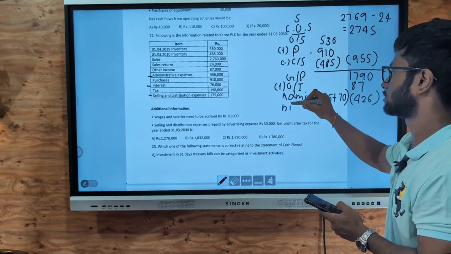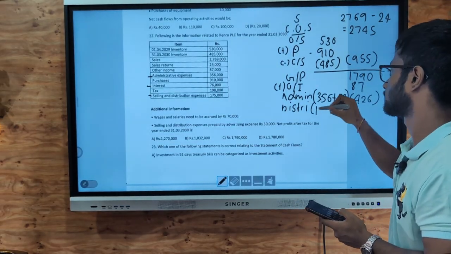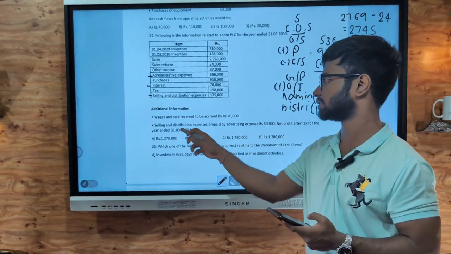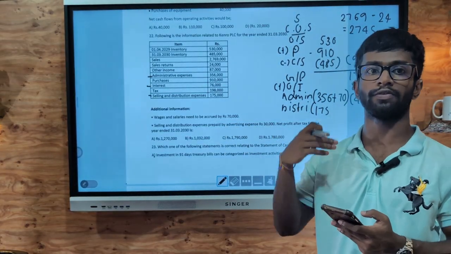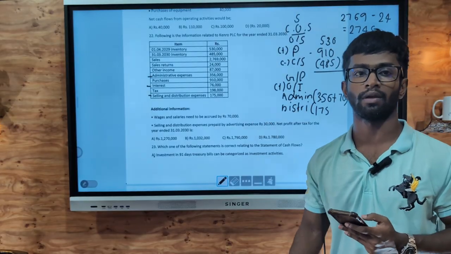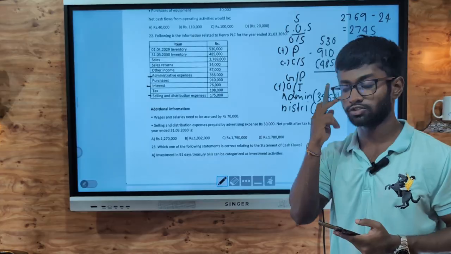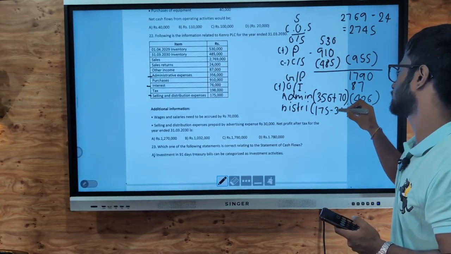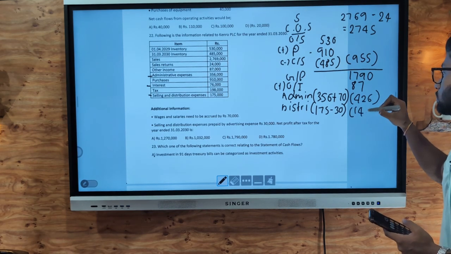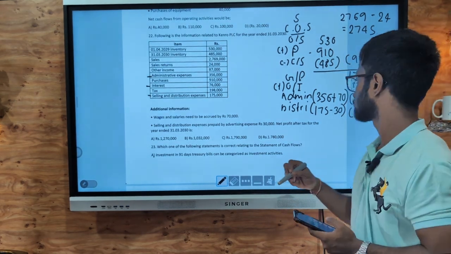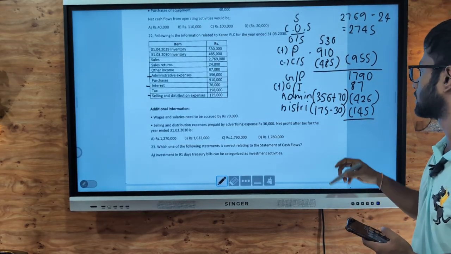Then distribution, you have 175, but keep in mind here selling and distribution expense includes the prepaid advertising expense, 30. Prepaid means we have gone and paid for the next accounting period. Now that is not relevant for this year, so that should be deducted from here. That should be deducted from here because it is not an expense that you have to account for this year. When you deduct 30, you get 154.